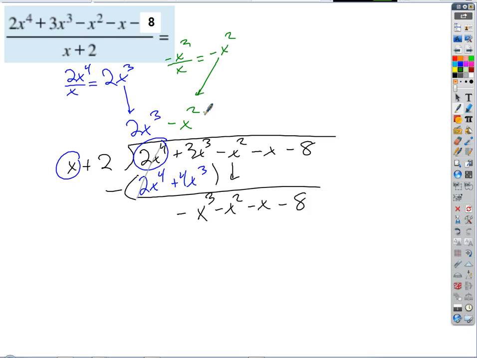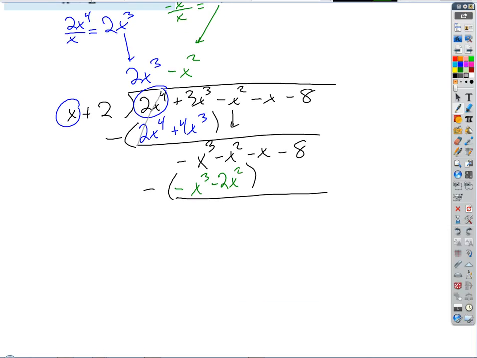Multiply. So negative x squared times x is negative x cubed, right? Negative x squared times 2 is negative 2x squared, agreed? I'm going to put parentheses around the whole thing because I'm subtracting the whole polynomial. And what do I get? You have to be very careful. This is the step where people will make mistakes. So negative x cubed minus negative x cubed is 0.